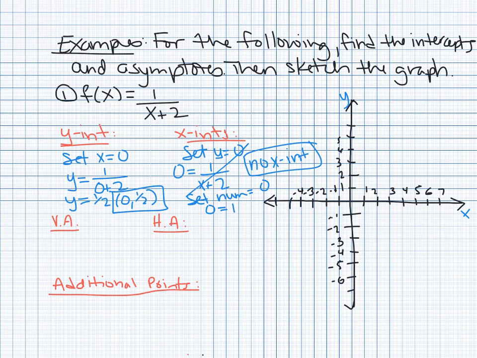Vertical asymptotes, remember, you get that by setting the denominator equal to 0. So I end up getting x plus 2 equals 0. That gives me a vertical asymptote at x equals -2. The last one is our horizontal asymptote.